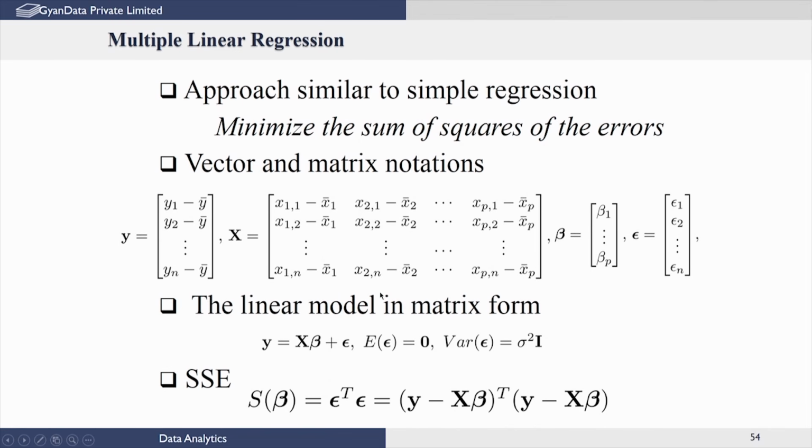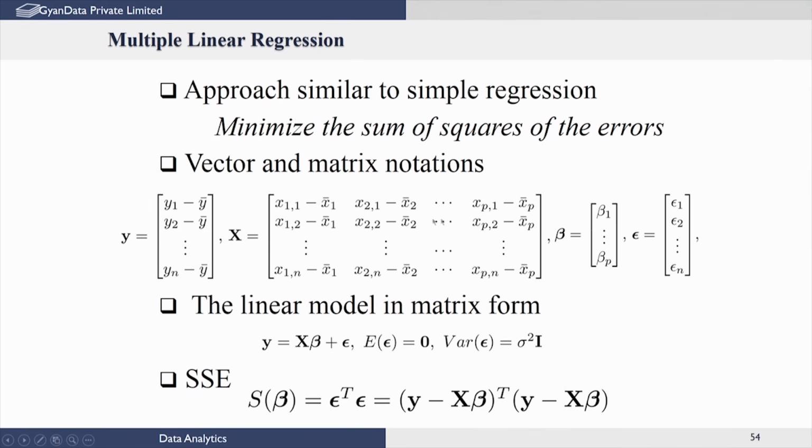Similarly, we do this for the second independent variable and arrange it in the second column. This one represents the first observation of the second independent variable minus the mean value of the second independent variable, and we do this for all p independent variables. So, this particular matrix X that we get will be an n cross p matrix. N is the number of rows, p is the number of columns.